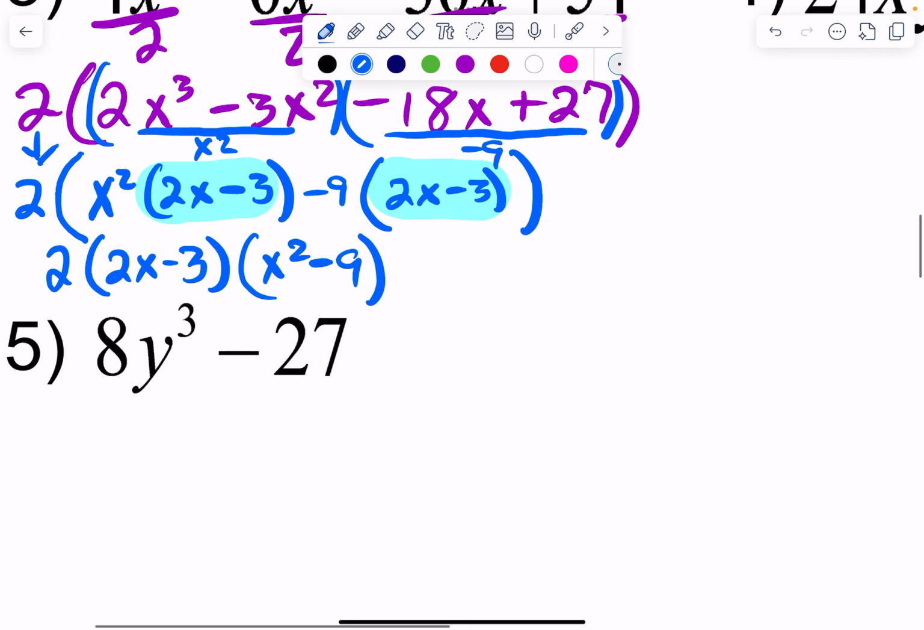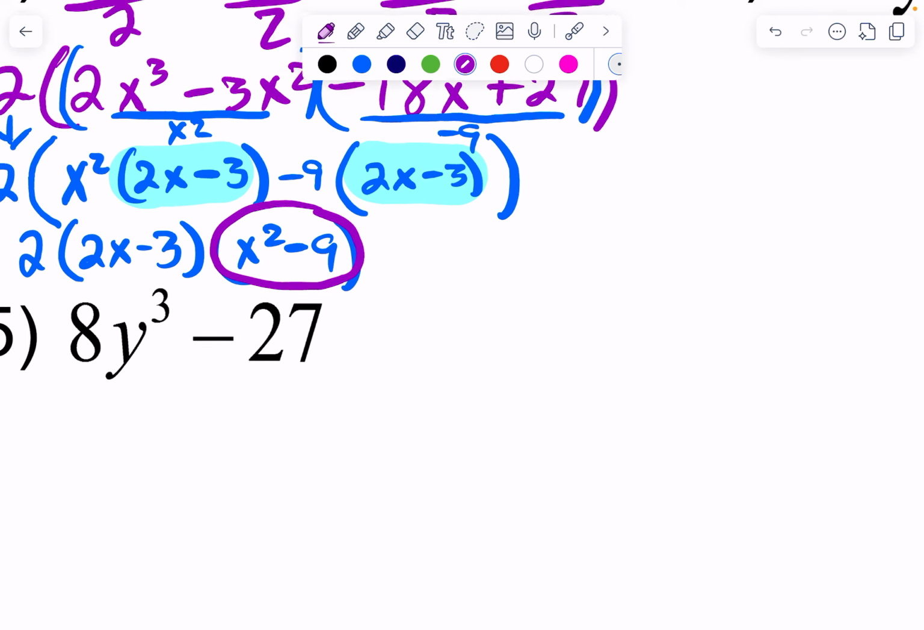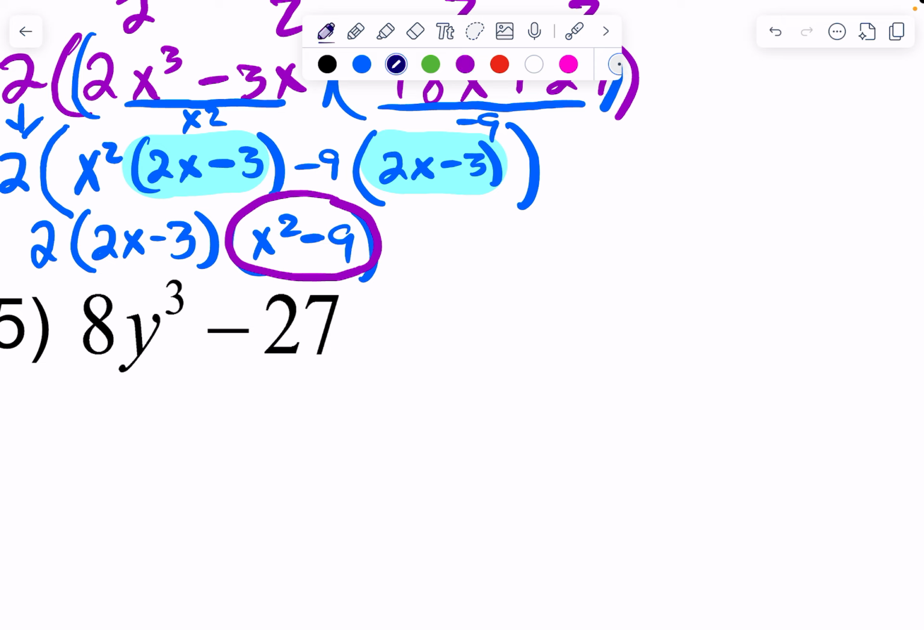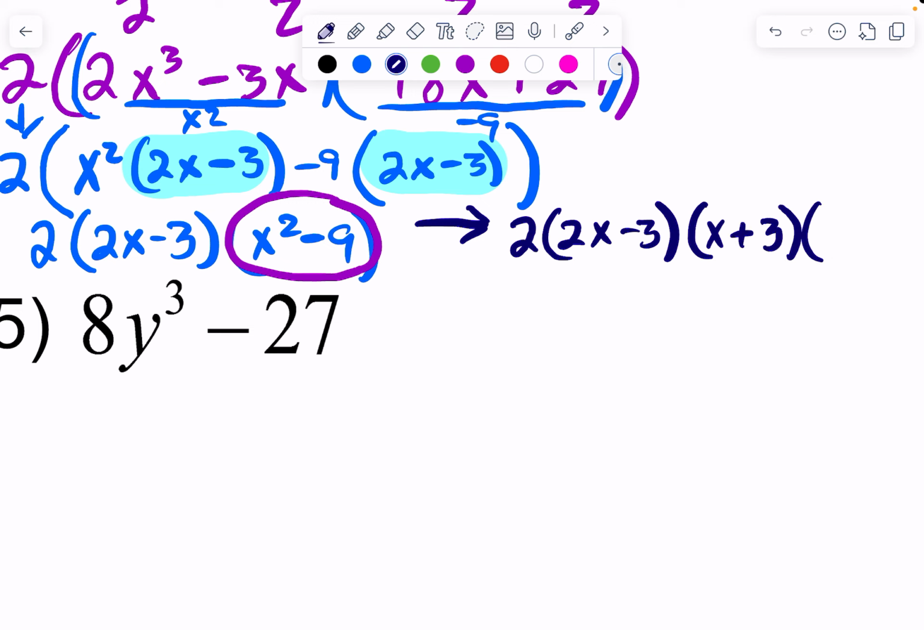Now, I don't know if you noticed, but this x squared minus 9 is a difference of squares. So I'm going to go ahead and factor that out as well. So my final factorization would be the 2 times the 2x minus 3, and then my difference of squares, square root of the first term plus square root of the second term times square root of the first term minus square root of the second term.